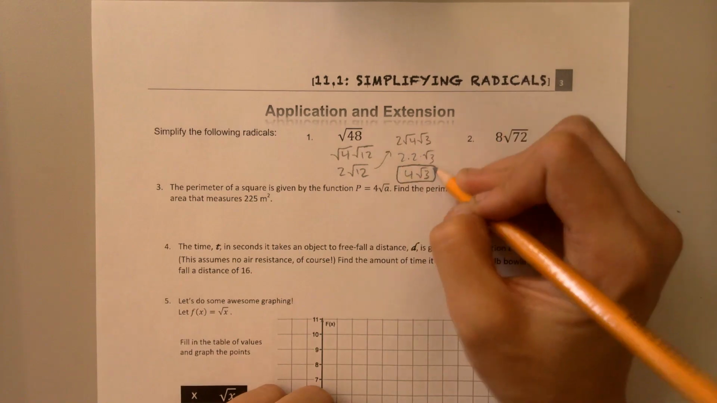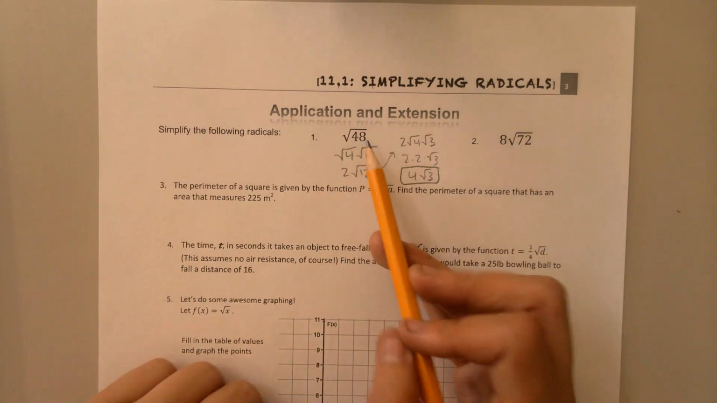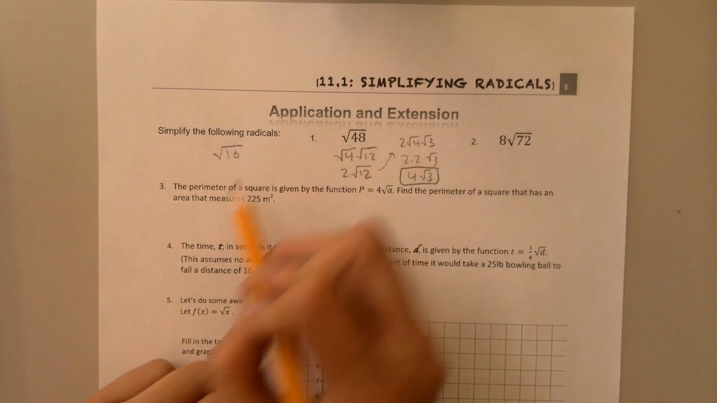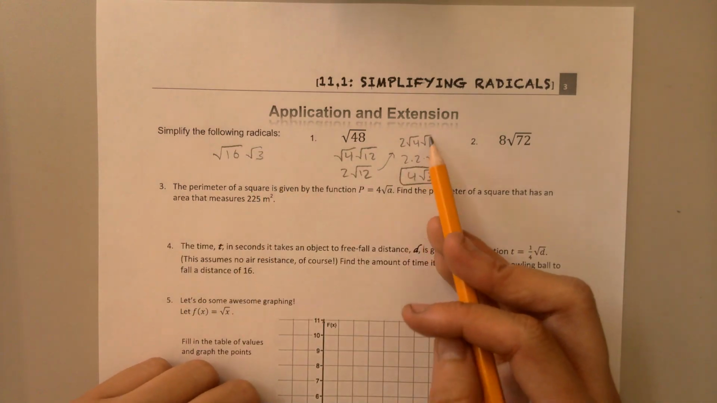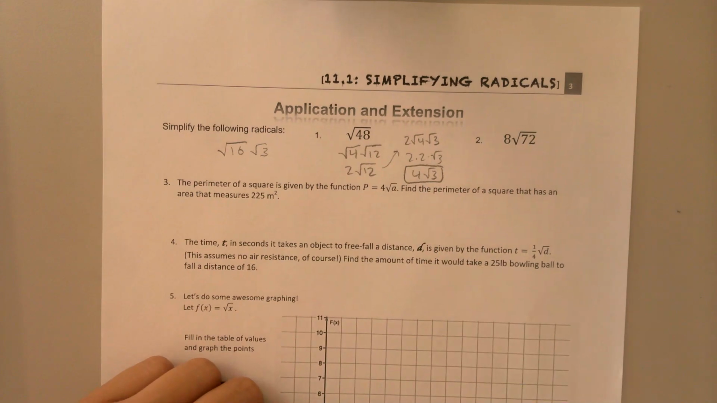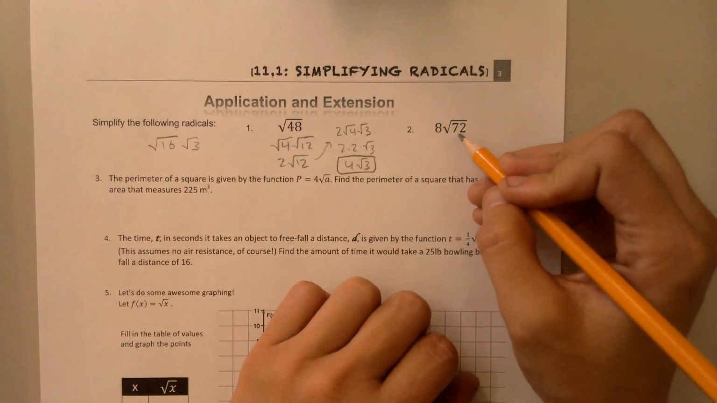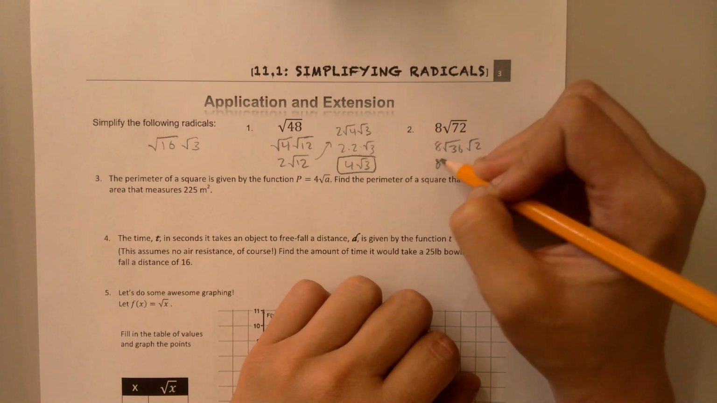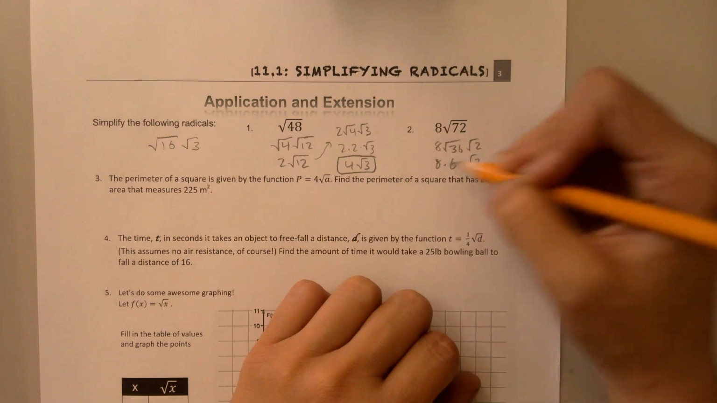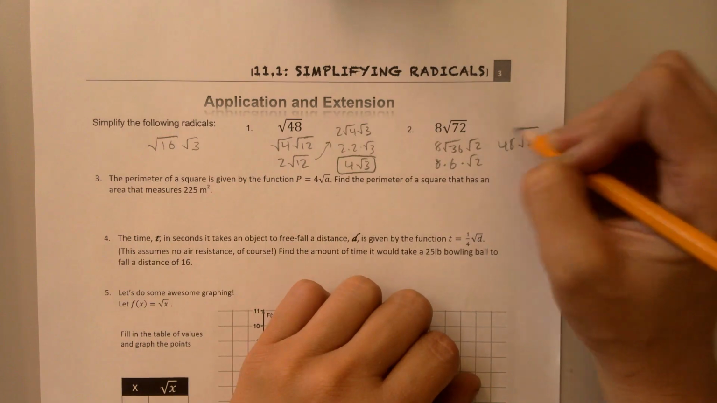So I actually chose the wrong number. I should have chosen 16. I should have done 16 times root 3. But it's okay, as long as you keep simplifying, yeah? Okay, and then this is 36, so 8, 36, 2. 8 times 6 times root 2, 48 times root 2.